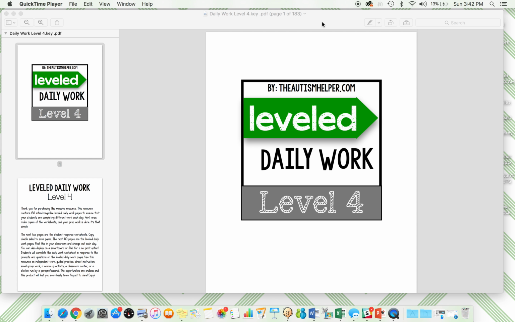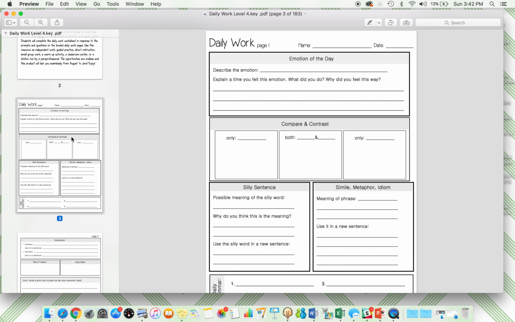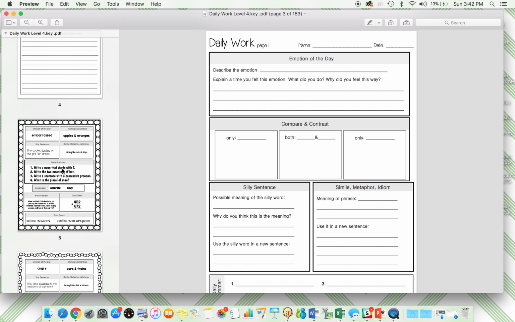As you can see, there's 183 pages. There's 180 work pages, so one for every different day of the year. The reason that I love this resource so much and the setup of it is that the structure stays the same every day. So once you teach your student how to do this activity, they don't need to relearn it every day. There's just new content every day.